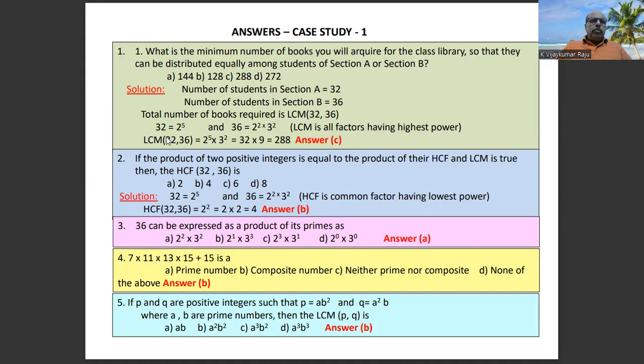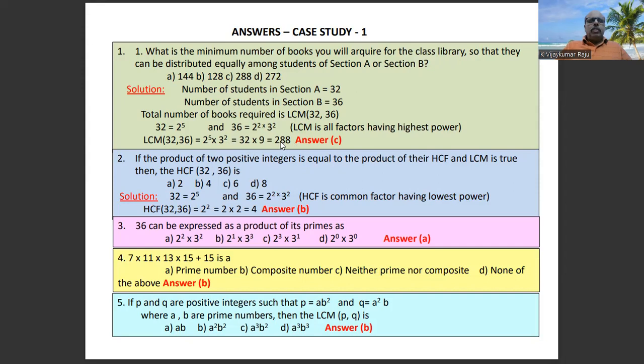So now the LCM of 32 and 36: you see this and this, 2 is a common factor. But the highest power is 5 here, and 2 here. Highest power is 5, so it is 2 raised to 5. Next factor is 3. Here it doesn't have 3, so 3 raised to 2 is a factor. So 2 raised to 5 into 3 raised to 2 is 32 into 9, that is 288.